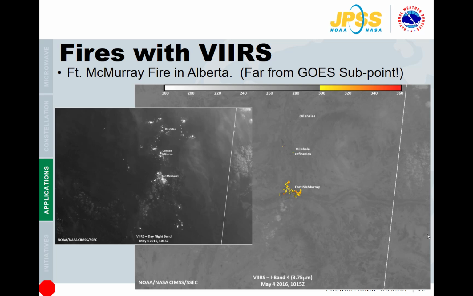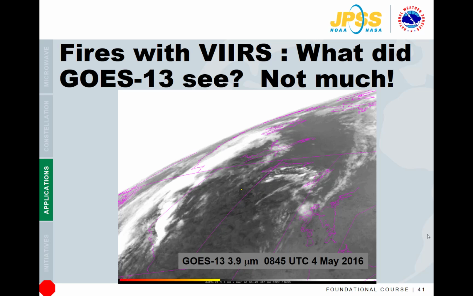GOES 16 pixel size here exceeds 5 kilometers, so small fires will not be detected. In this case, the fires were widespread and large by this time, but VIIRS better described the horizontal spread of the fire. In addition, the day-night band ably characterized the horizontal spread of the smoke pall, an important piece of information for air quality alerts. Here's a GOES East imagery about the same time. Only 1 pixel was very hot, and there's no information about the smoke.